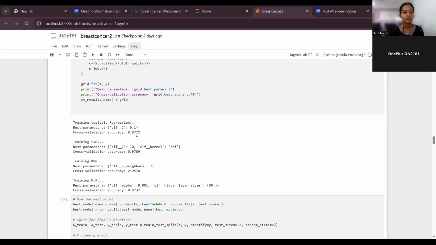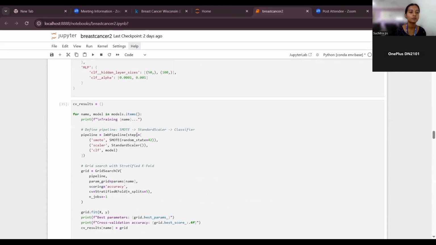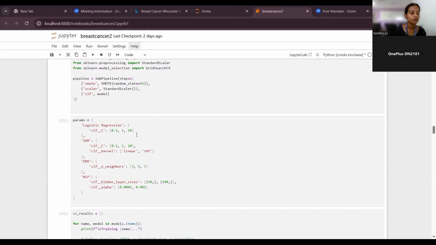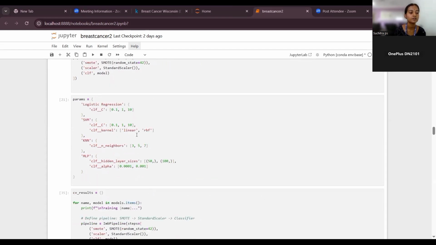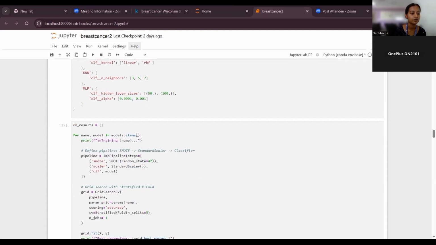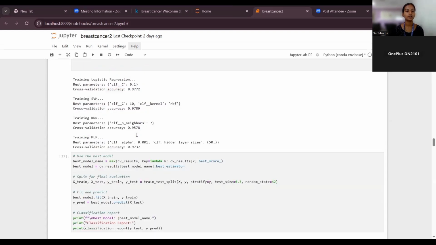For this we did the cross validation. Here we imported some special libraries like pipeline, which supports oversampling and undersampling steps, and SMOTE, whose random state is 42, and standard scaler, and we use the CLF model. Here we can see the training of logistic regression.